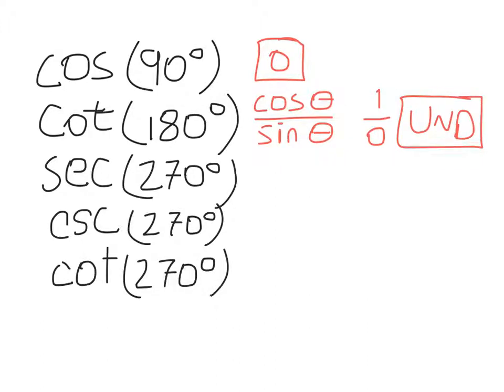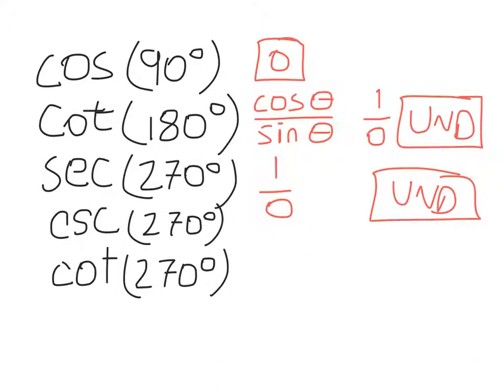Secant of 270 degrees. 270's reference angle is 90 degrees, and I know that secant is the reciprocal of cosine. Cosine of 90 degrees is 0. So I have 1 divided by 0, undefined. Secant of 270 degrees is undefined.